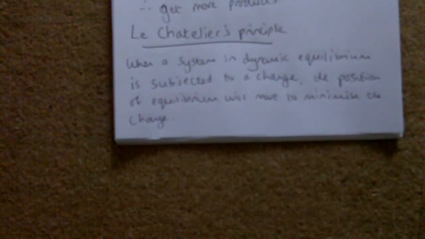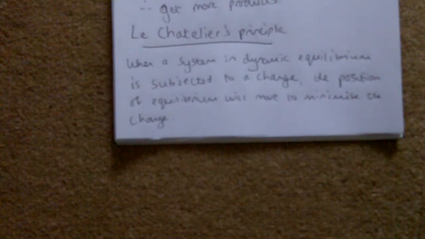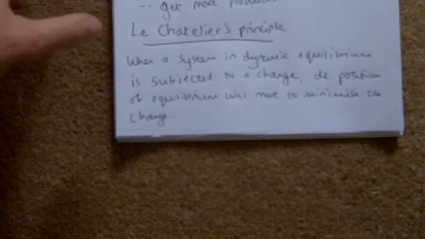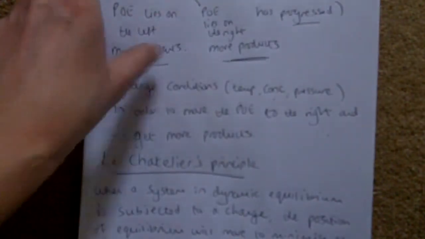So it's basically saying that if you change something, the equilibrium will oppose this. It will do something opposite to minimize the change. For example, if you increase the pressure, the equilibrium will move in the direction that will decrease the pressure. If you increase the temperature, the position of equilibrium will move in the direction that will decrease the temperature. It will do the opposite of what you've done. So let me give you an example to see this in practice.